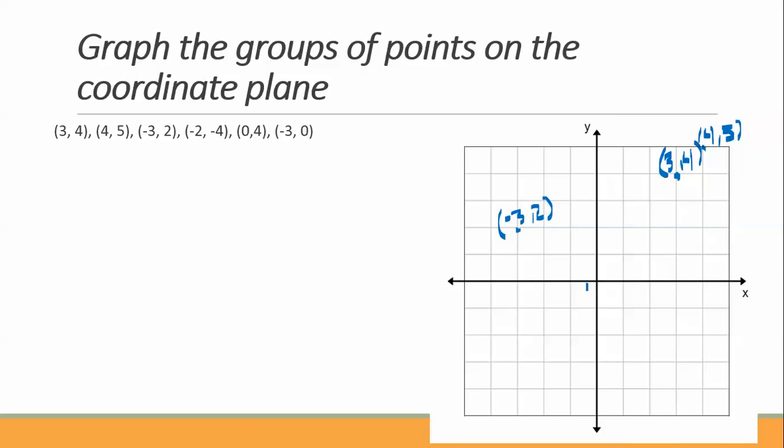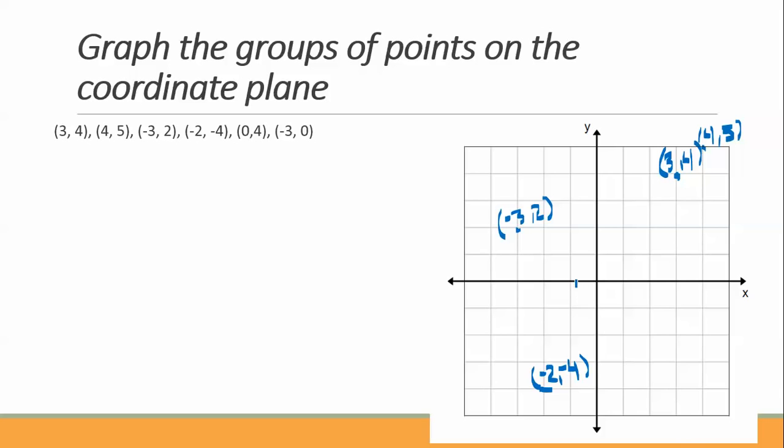Now we have (-2, -4). So we're going left 2, and down 4 because it says negative 4: negative 1, negative 2, negative 3, negative 4. So our point here is (-2, -4).